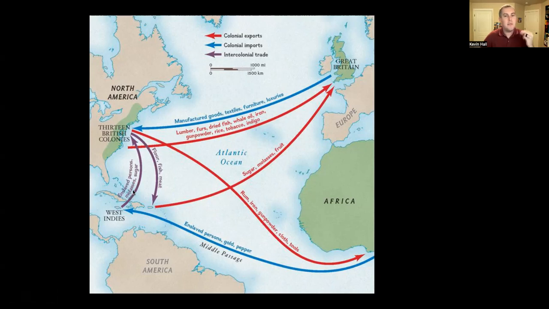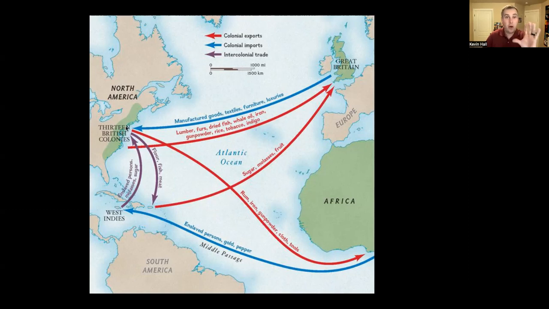But they're also sending molasses and sugar. Molasses and sugar is made from sugar cane, right? It's an agricultural product. It's a plant. And that's why they needed so many slaves in the Caribbean, because they were growing sugar cane. And that sugar cane was used to make sugar and molasses as well as rum, a kind of alcohol. And those things were then sent to the colonies.